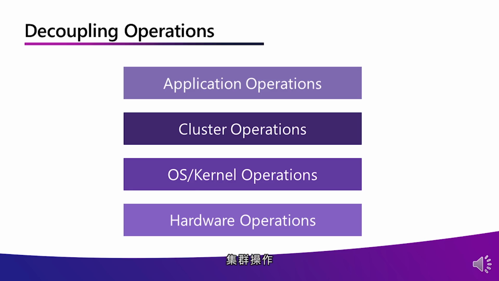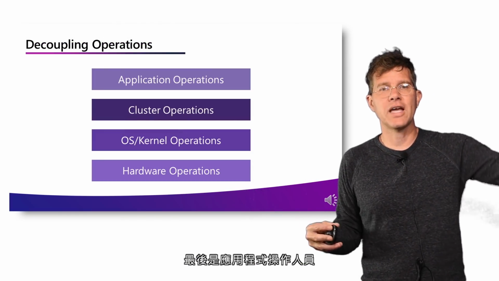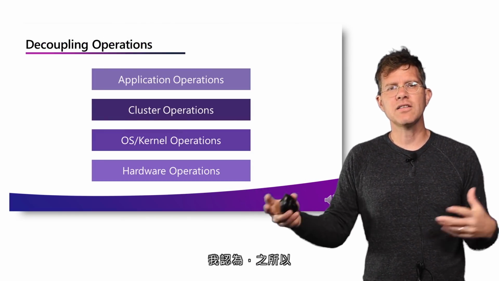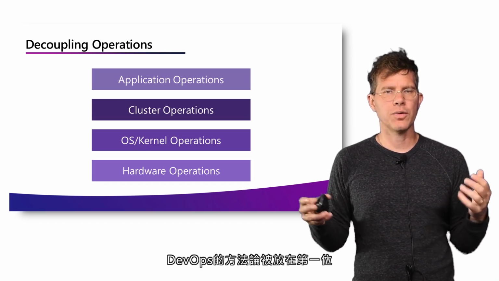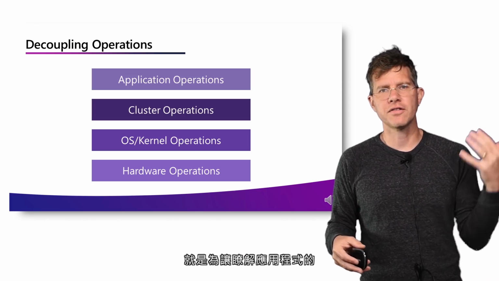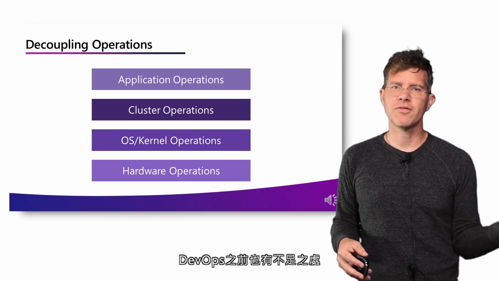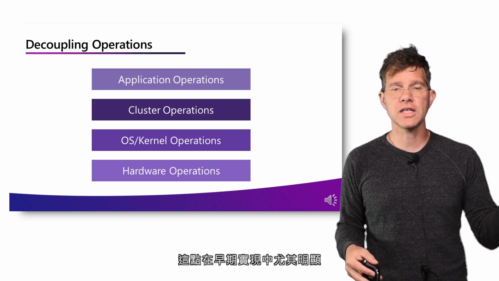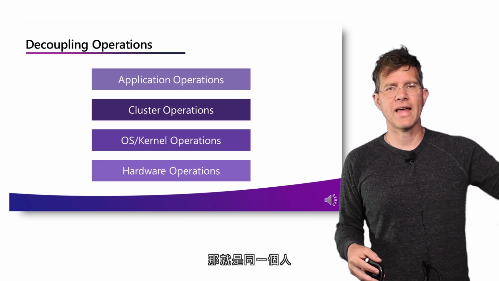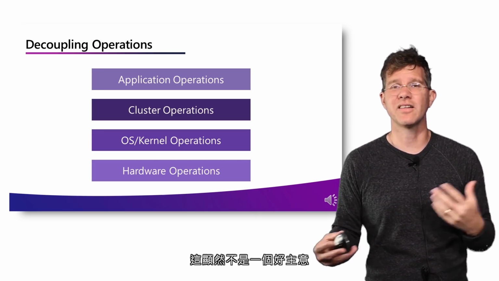Cluster operations, which focuses on just running the Kubernetes cluster and providing Kubernetes as a service. And then finally, your application operations people. And I think this is really what the whole DevOps idea was kind of going for in the first place, which is to say, let's have the people who understand the application be responsible for the operations. But I think where DevOps fell down, especially in early implementations, was that it also meant that that same person was also responsible for the hardware and for the kernel, and that's clearly a bad idea.